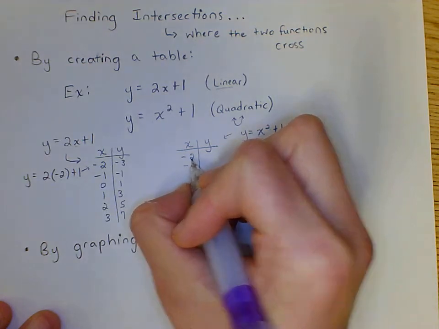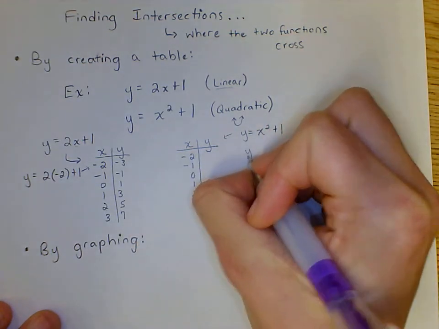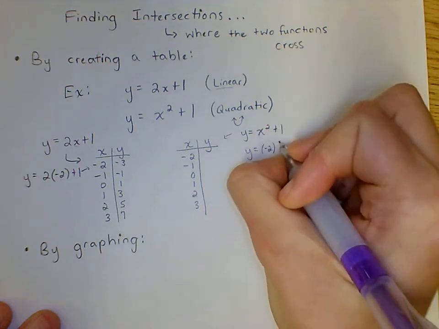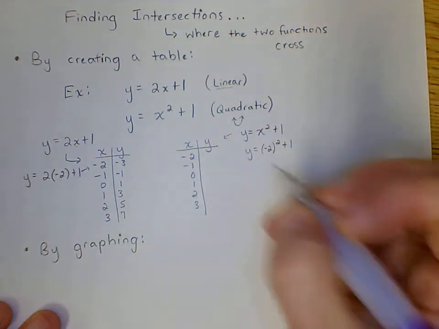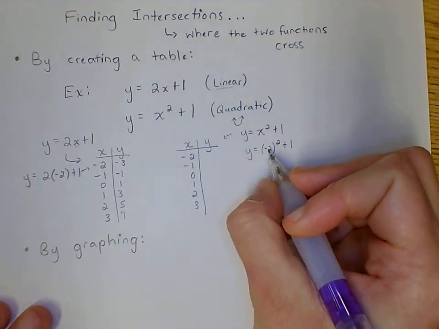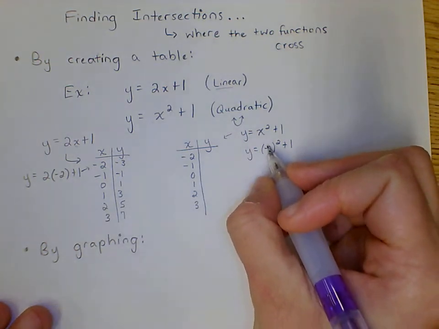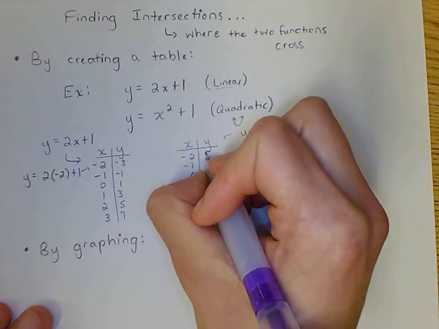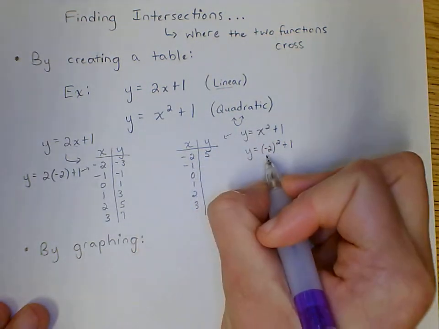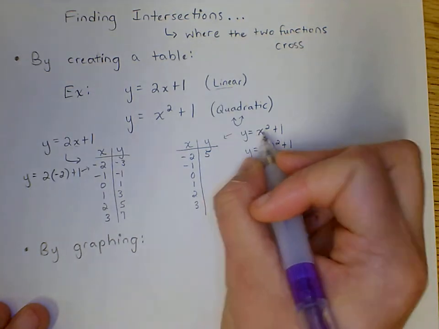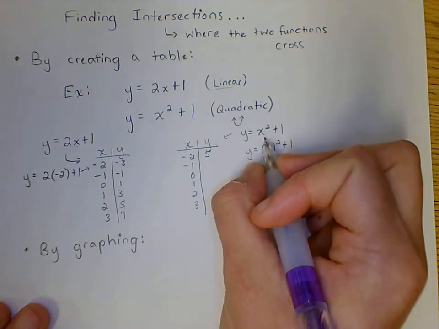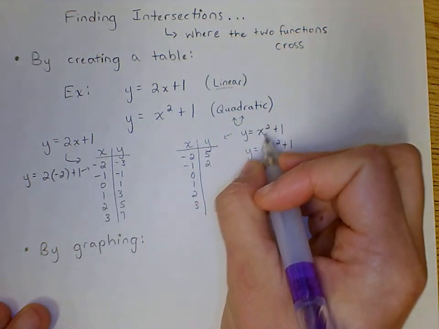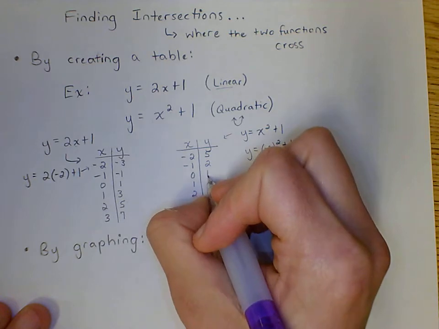So now I'm going to plug in my -2 in here. So if I did that, it'd be y equals, I'm plugging in a -2 this time, so it'd be -2 squared plus 1. Okay, so -2 squared would be -2 times -2. So that would be a +4, and then 4 plus 1 is 5. And then if I plug in a -1 now, it'd be -1 squared, which is 1, and 1 plus 1 is 2. If I plug in a 0, 0 squared is 0, plus 1 is 1.